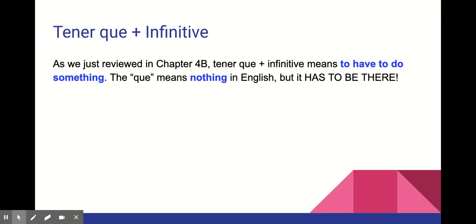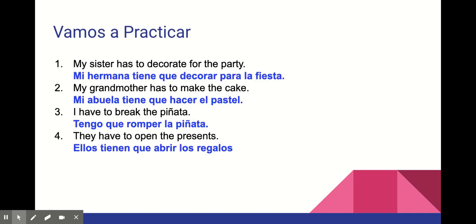The second way we use the verb tener is tener que plus infinitive. In English, you're looking for the key words to have to do something. So this is like saying, I have to make a cake. Tengo que hacer el pastel. Tengo que hacer un bizcocho. Okay, so saying that you have to do something. And again, when you see that word have to do something, you know you have to put that que in there in Spanish. So this is the second way we use the verb tener.